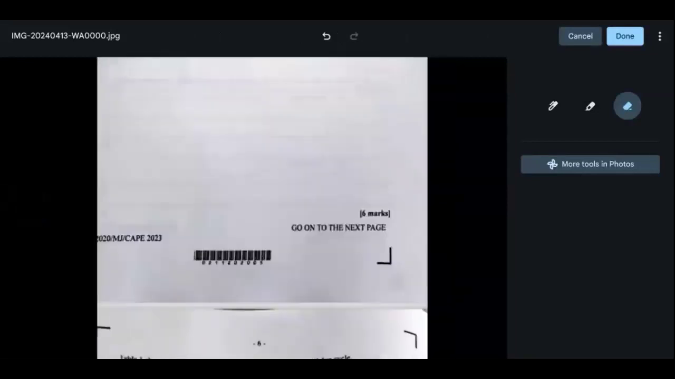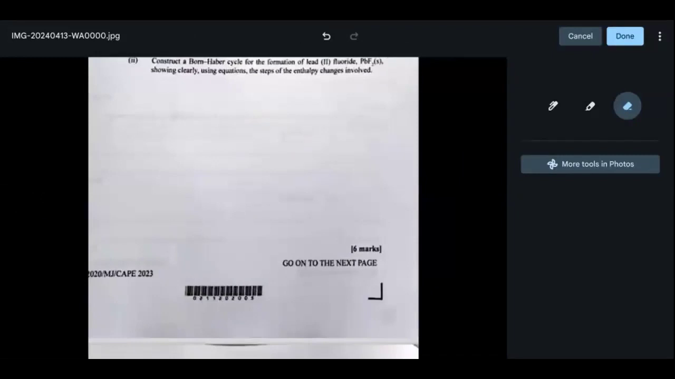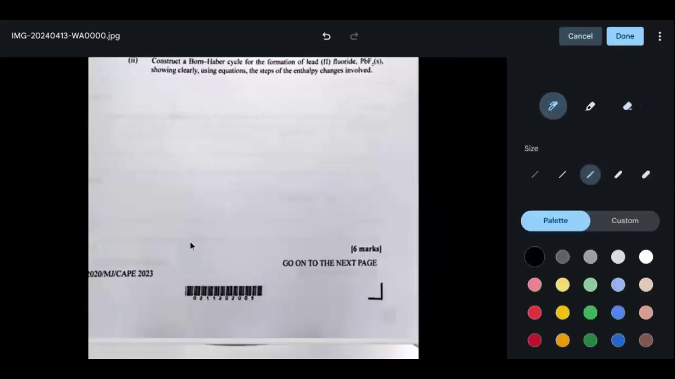Let me just zoom in on this. So we're forming lead fluoride. Alright, so Pb solid, plus half F2. Should I have half F2? No, sir. Why?